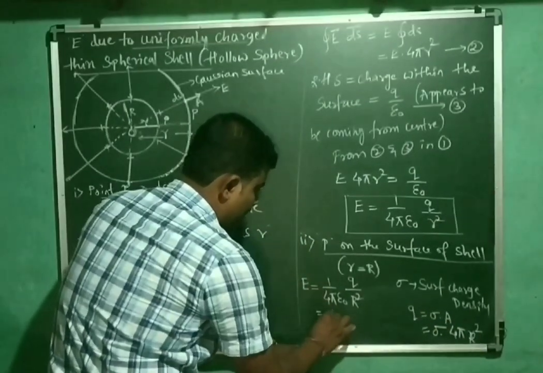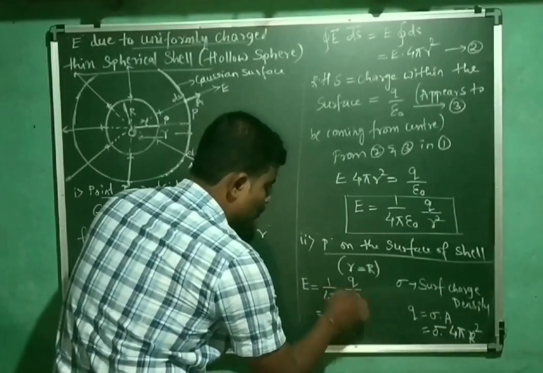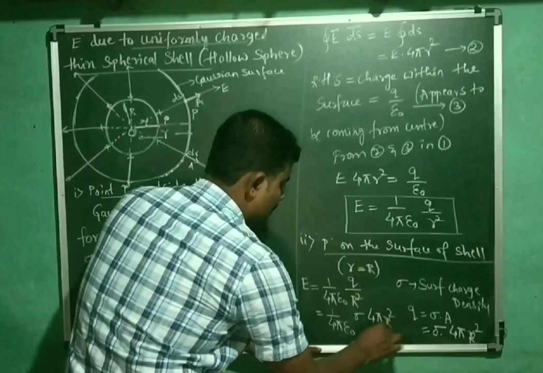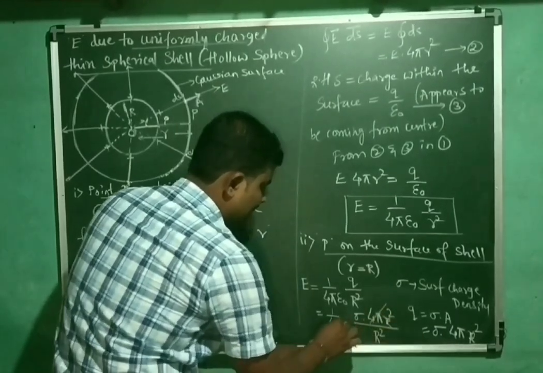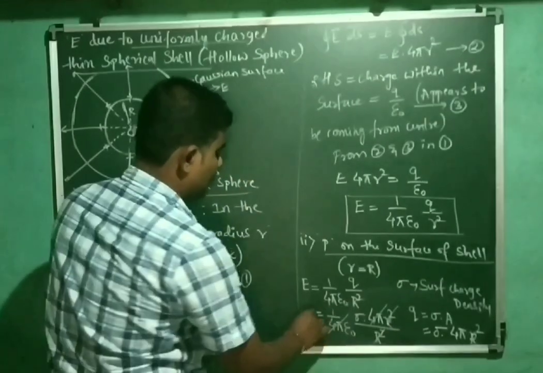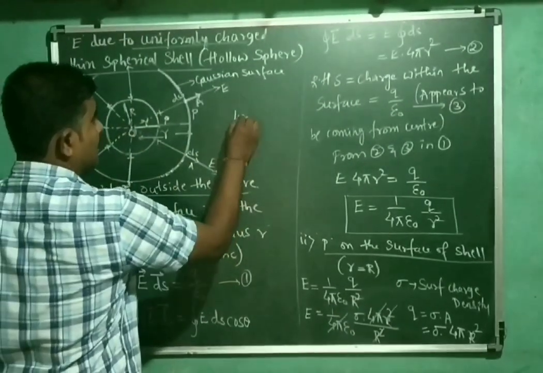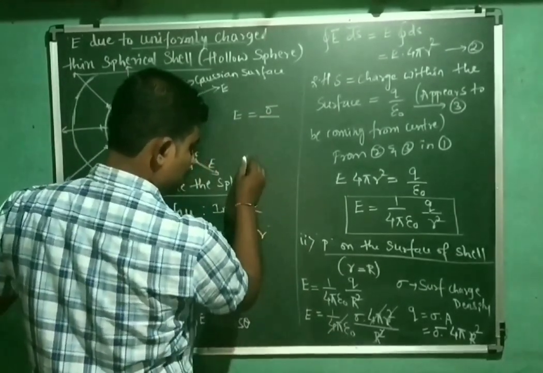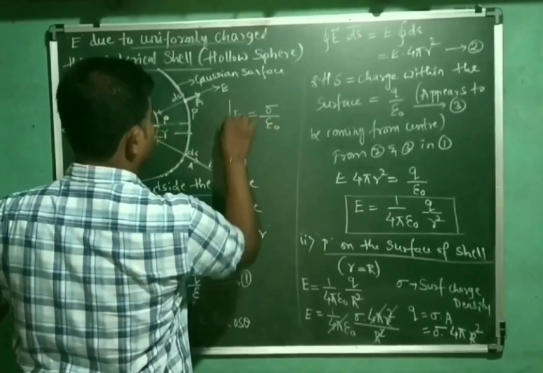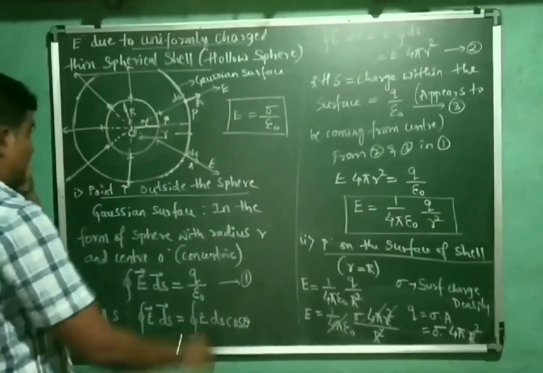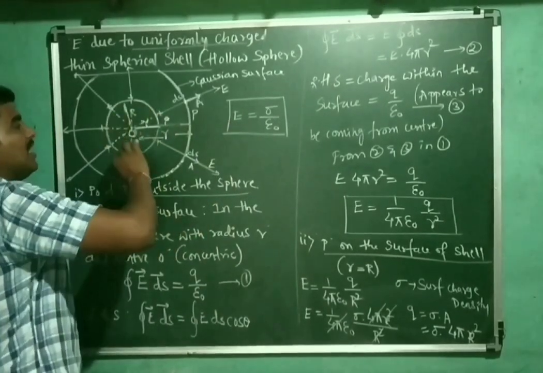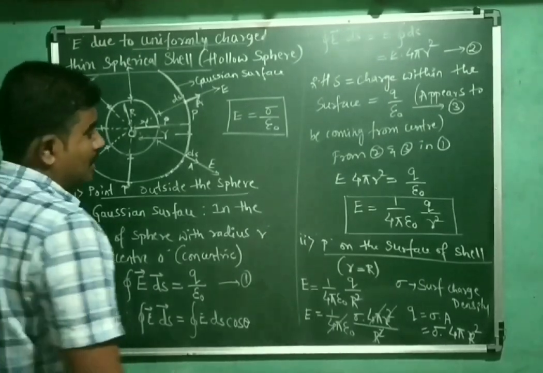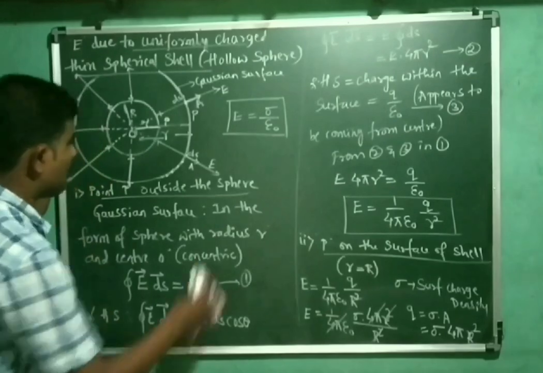So I will write here 1 divided by 4 pi epsilon naught Q. Q is equal to what? Sigma into 4 pi R square divided by R square. So 4 pi is cancelled, R square is cancelled. What is remaining? E is equal to sigma divided by epsilon naught. This is the electric field intensity on the surface of the charged spherical conducting shell. This is the second case. And now we shall go for the third case.